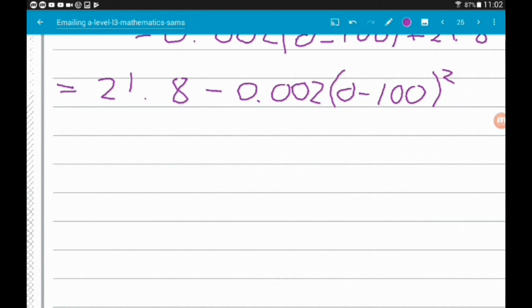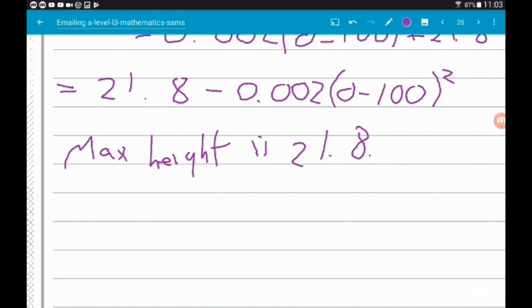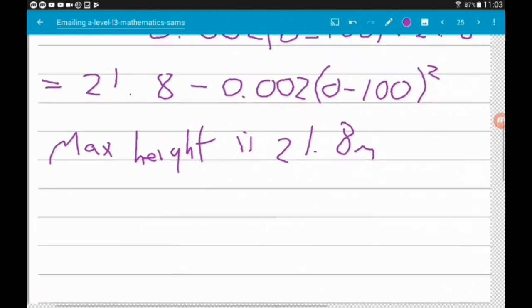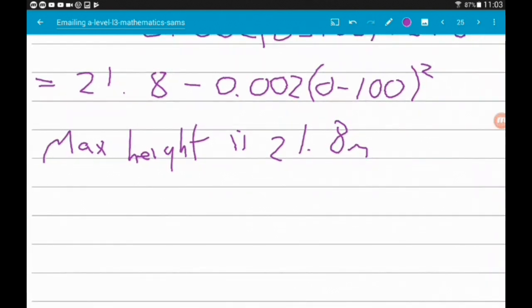So the maximum value, or the maximum height, is going to be this constant 21.8 at the start, and that's going to happen when this squared bracket is equal to 0. So the max height of the arrow is 21.8 meters, and that is going to happen when d is equal to 100.